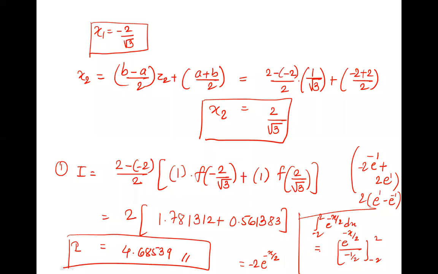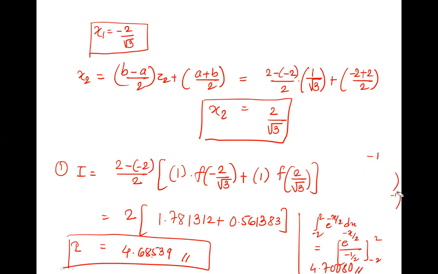I got like this, 4.7008. Yes, ma'am. Correct? So the actual value is 4.70080, so this is nearer to that. By Gauss quadrature, we get 4.68539. So they haven't asked you to check. If you want to check, you can check like this by solving the actual integration.